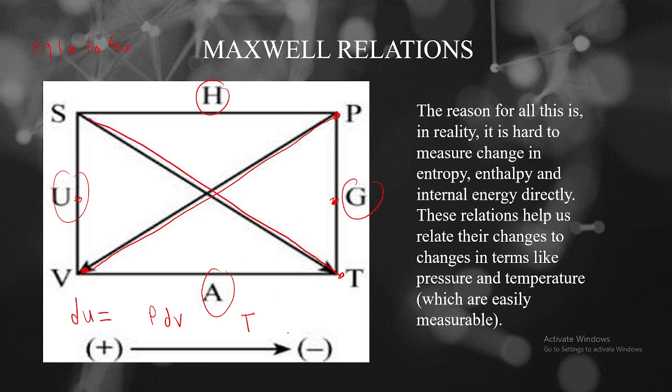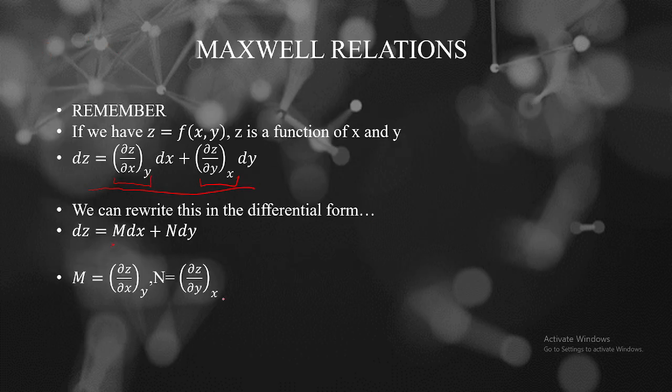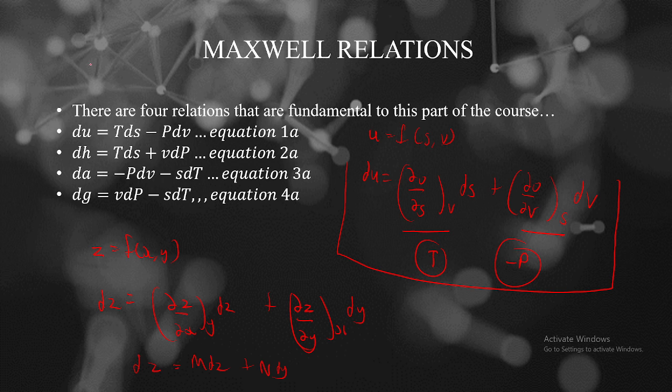So the T is going to go with a dS. Now from this arrow we have down here, if I end at the arrowhead, I have to negate it. So when I did PdV, I ended at the arrowhead, so this has to be negated. So it means that my dU is TdS minus PdV, and that's what we saw over here, TdS minus PdV, right, for equation 1a.